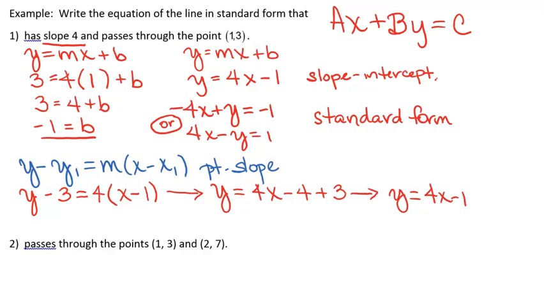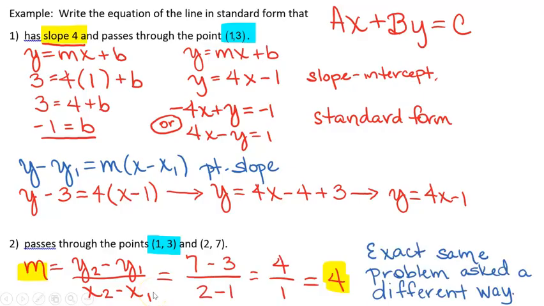Well, I need a slope because both of those equations, this one says point slope and this one says slope-intercept. So you need a slope. So I'm going to start off with doing y2 minus y1 over x2 minus x1, just like we did a moment ago. So 7 minus 3 over 2 minus 1. That would give me 4 over 1, or a slope of 4.